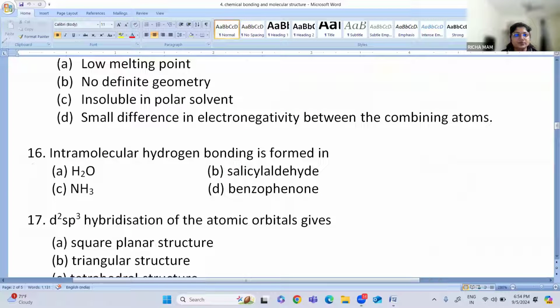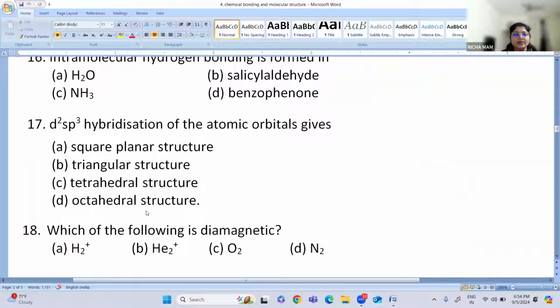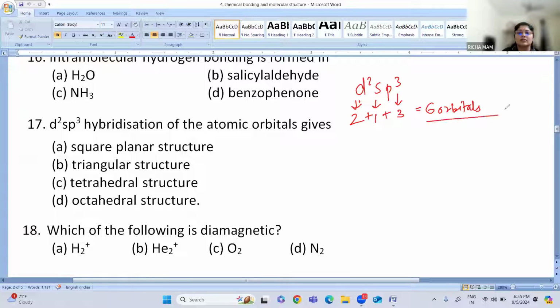Next question. d2sp3 hybridization of the atomic orbitals gives: A, square planar structure, B, triangular structure, C, tetrahedral structure, and D, octahedral structure. So d2sp3 means how many orbitals are present? d2 means 2, s is 1, p3 is 3, total 6 orbitals, right? So 6 orbitals means what type of hybridization?